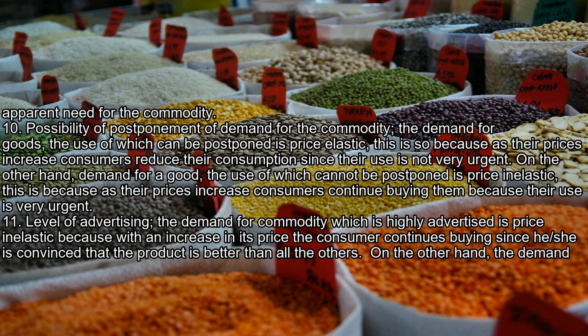10. Possibility of postponement of demand for the commodity. The demand for goods, the use of which can be postponed, is price elastic. This is so because as their prices increase, consumers reduce their consumption since their use is not very urgent. On the other hand, demand for a good, the use of which cannot be postponed, is price inelastic. This is because as their prices increase, consumers continue buying them because their use is very urgent.